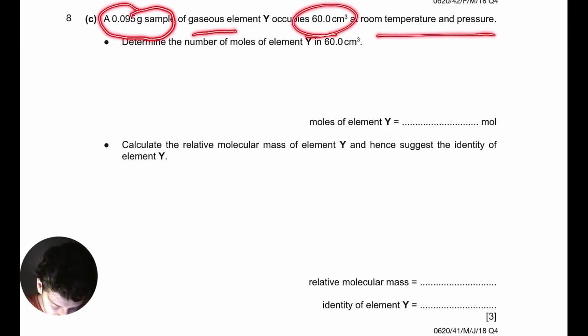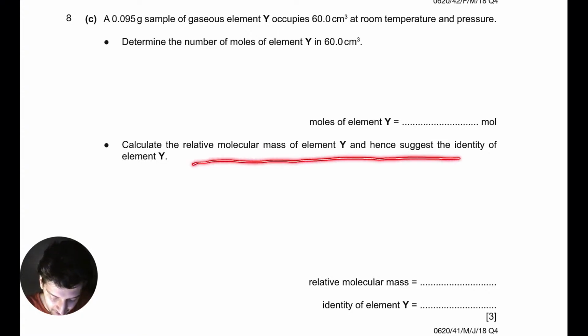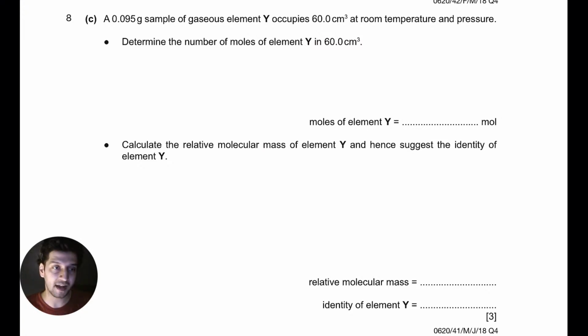The room temperature and pressure is this much. Determine the number of moles. Okay, you want to eventually find out the identity of the gas. That's pretty cool. You can just measure a volume of gas, and if you know the mass and the volume, you can figure out what gas it is. That's kind of cool. Okay, the moles is straightforward, but I'll change the colors I'm using. Let's use a brighter shade.